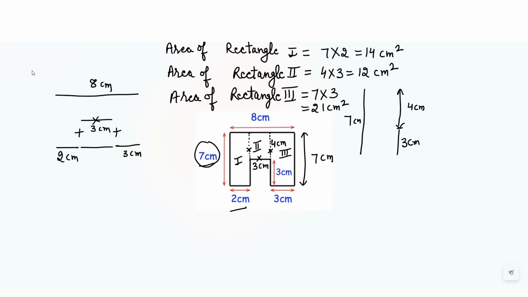Now we have to find out the total area because we need the area of this compound shape. So that means total area. So we will add all the areas together. That means 14 plus 12 plus 21, which is equal to, if you add all these together, you will get 47 centimeter square.